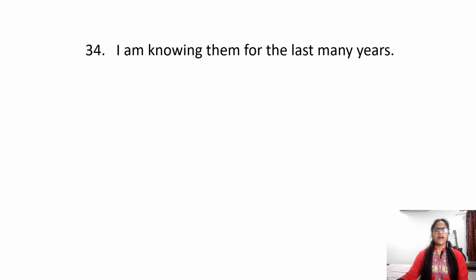Next sentence, "I am knowing them for the last many years." Now, know has no ing form. We cannot use knowing. Instead, we should use know. When you are not using the ing form, is, am, are, was, were should not be used. So instead, "I have known them for the last many years" is the correct answer.